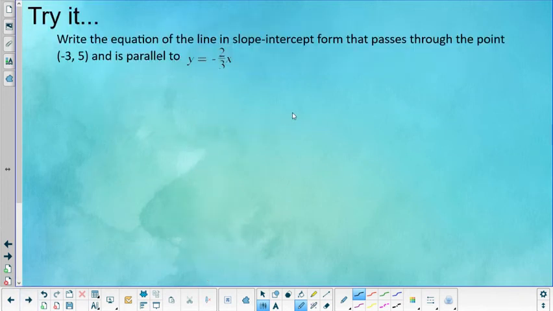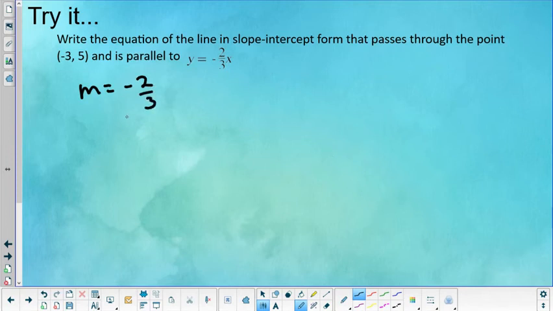All right. So here is one I would like you to try. Go ahead and pause your video and see if you can come up with a line that's parallel to y equals negative 2/3 x and goes through the point negative 3, 5. All right, so again, our first step is to identify our slope. So we know that our slope, our m, is going to be negative 2/3 in our new equation.